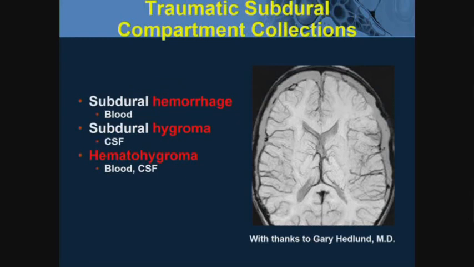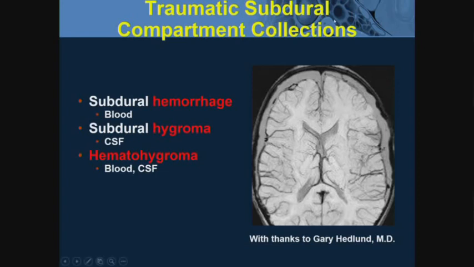Okay, what else is new about subdural compartment collections? Let's call them compartment collections. 3 types we need to deal with: subdural hemorrhage, in which blood is in that compartment; subdural hygromas, in which CSF is in that compartment; and a so-called hematohygroma, where there is mixed blood and CSF in the subdural compartment.